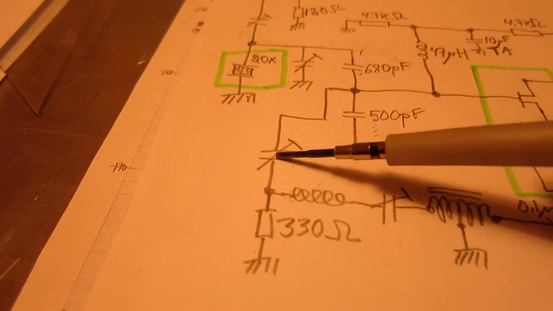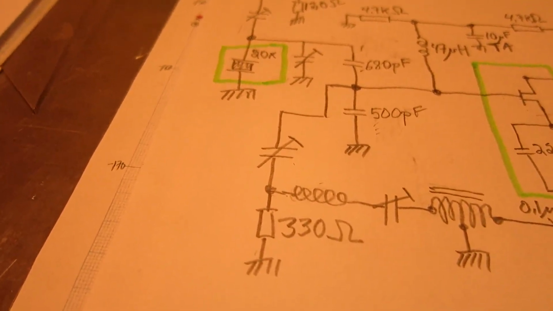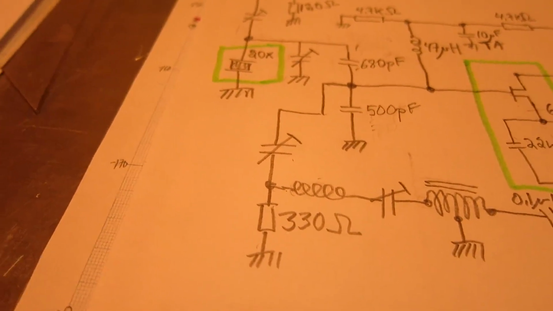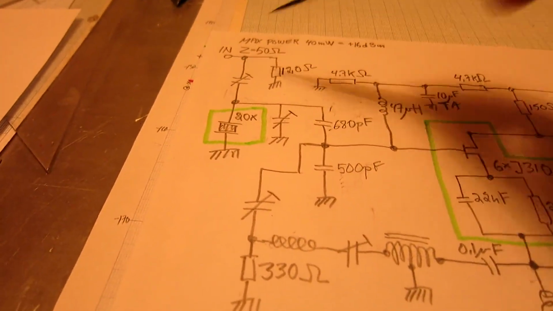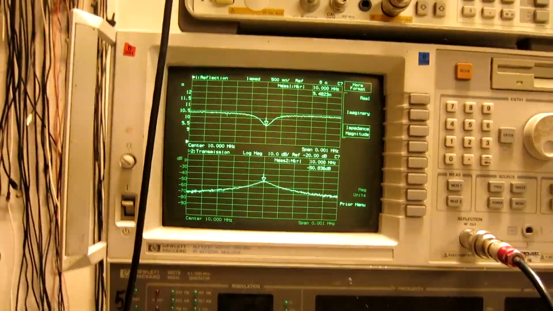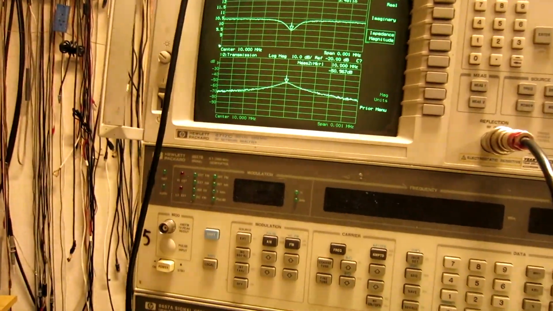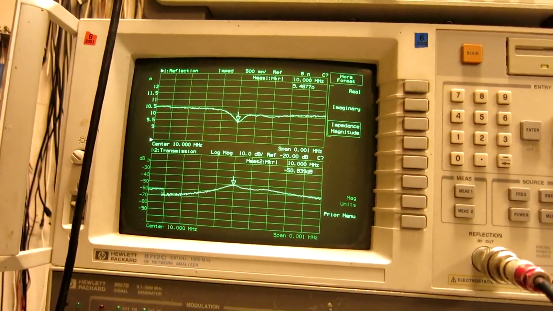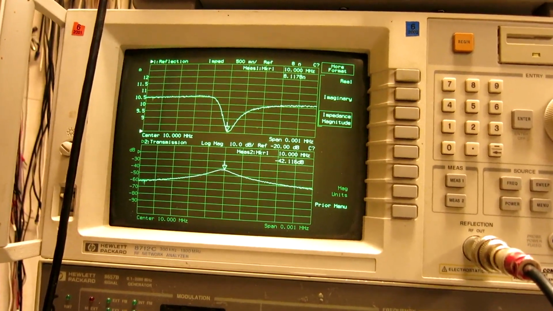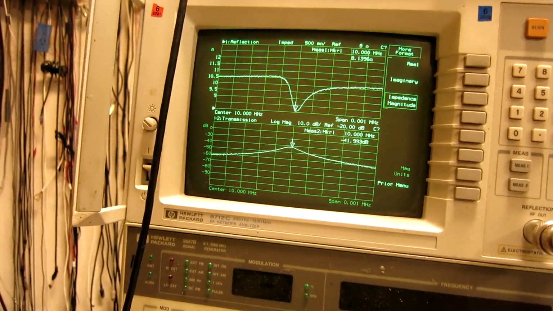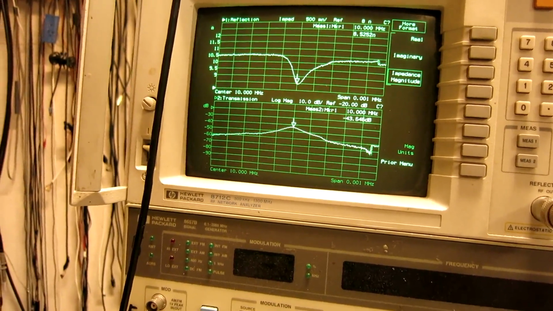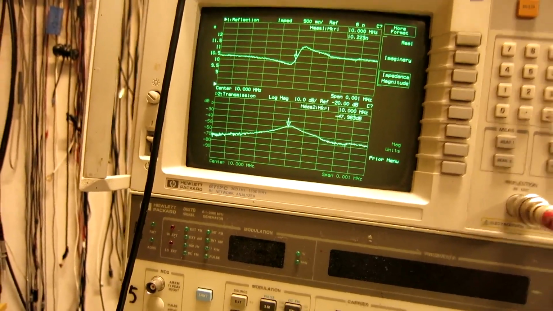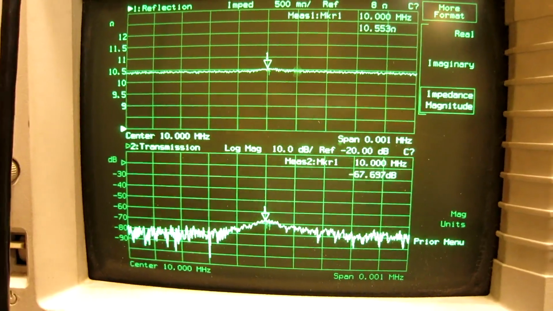That was this capacitor. Tuning for a symmetric impedance curve also gave the smallest coupling to the output. Now I will tune the other capacitor. And as you can see, it gives a similar effect. So what I have to do is to tune both of them for minimum coupling to the output. Something like this.